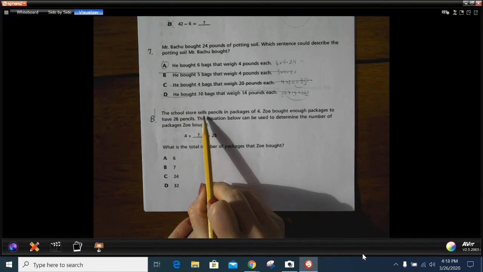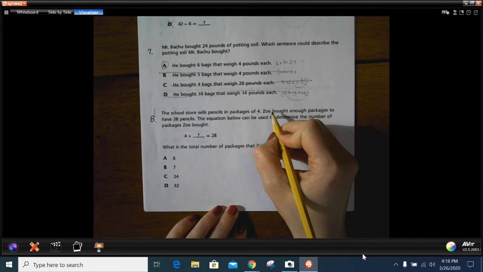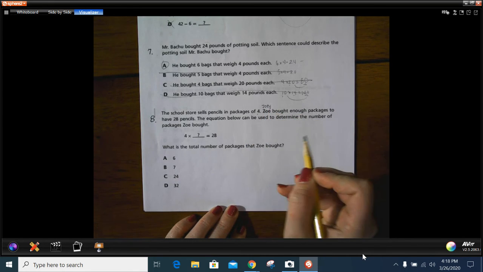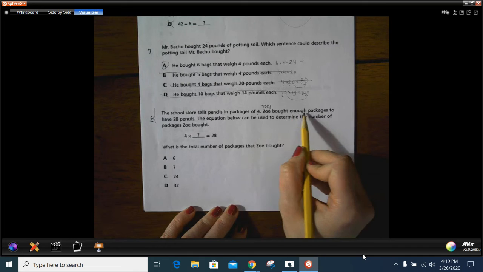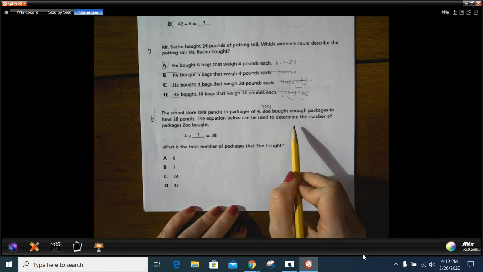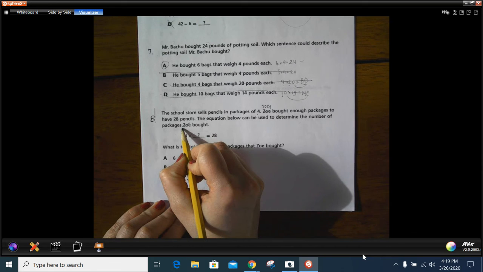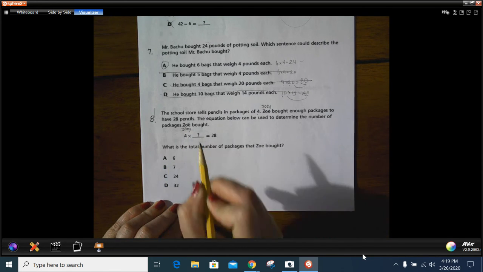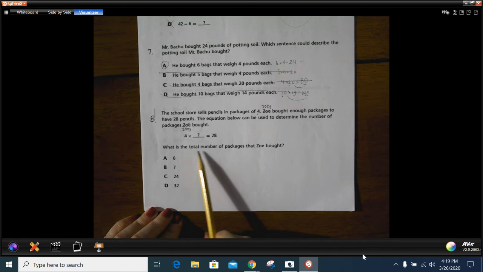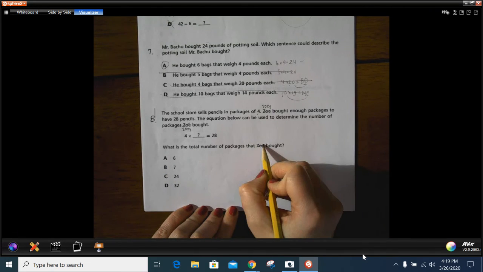The store sells pencils in packages of 4. Zoe, who are they talking about? Let's get this right. Am I right, girlfriend? Bought enough packages to have 28 pencils. The equation below can be used to determine the number of pencil packages Zoe bought. 4 times what equals 28. What is the total number of packages that Zoe bought?